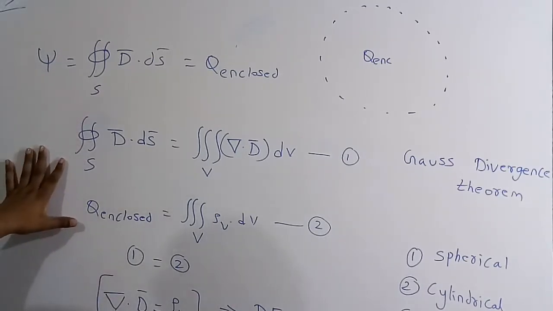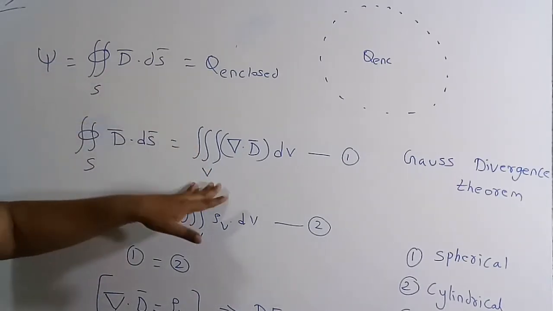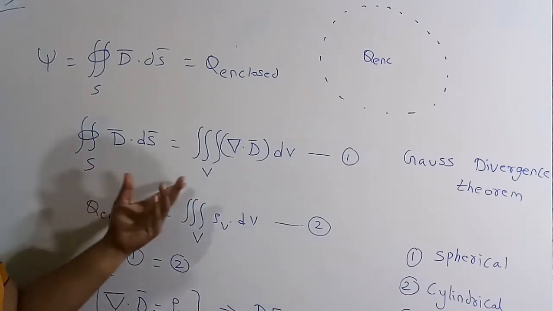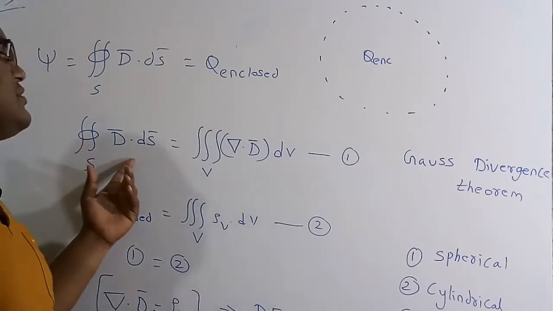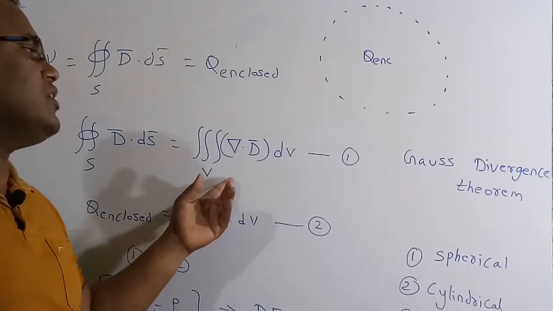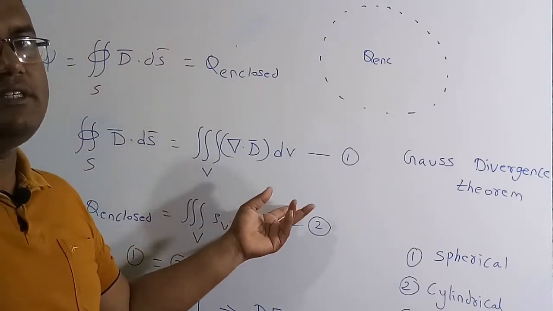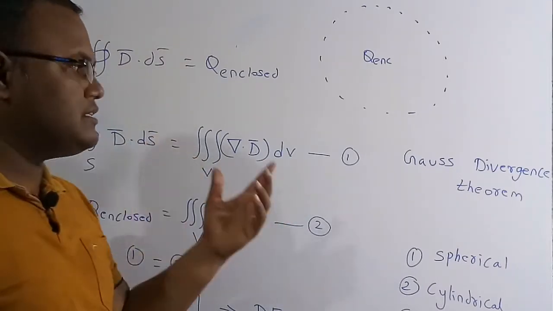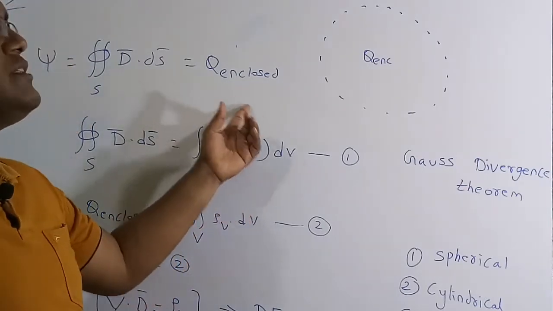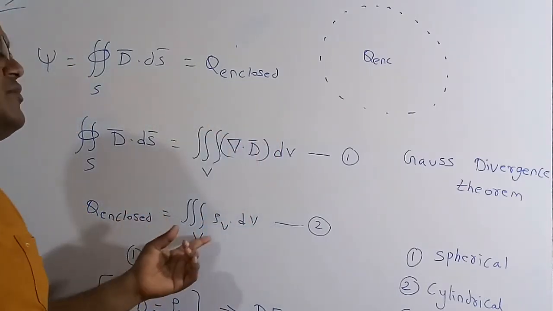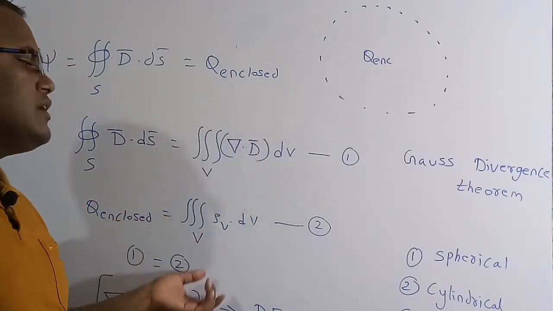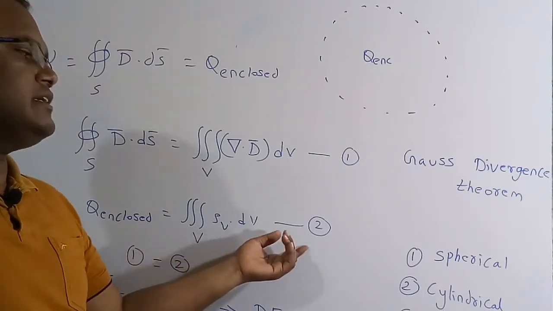But if you want to convert this surface integral to a volume integral, because only a closed surface can enclose a volume, then the closed surface integral of D dot dS is equal to the volume integral of del dot D into dv. This is called the Gauss divergence theorem. But the charge enclosed is nothing but the volume integral of rho v into dv, where rho v is called the volume charge density, and this is equation 2.